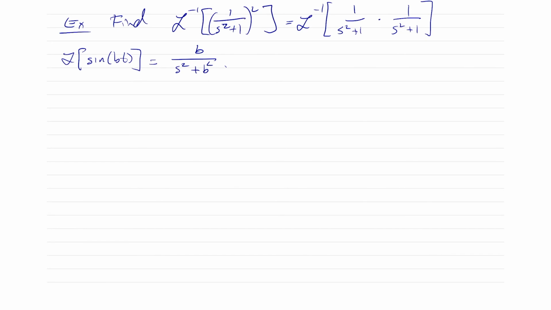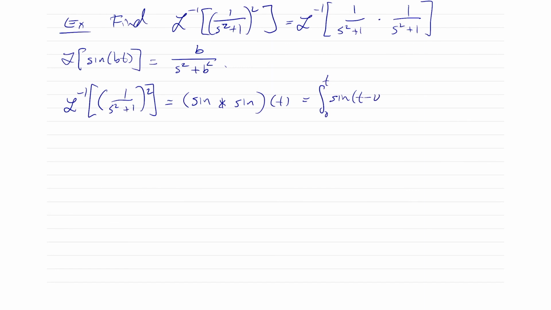All right, so here b is 1, and that tells us that the inverse Laplace transform of that guy squared is equal to the convolution of sine convolved with sine at t. And so writing this out is the integral from 0 to t of sine of t minus nu times sine of nu d nu.